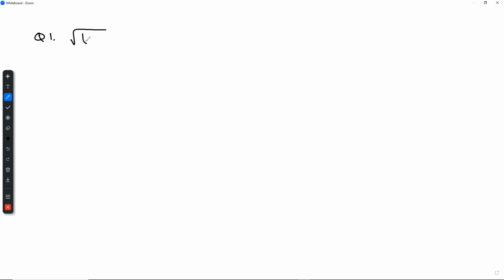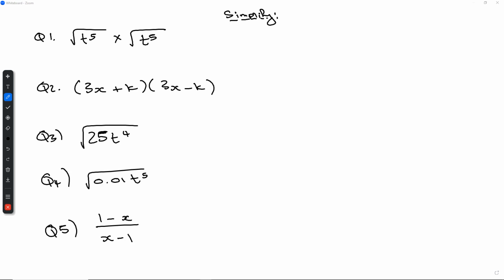The square root of t to the power 5 times the square root of t to the power 5. I'm going to fill up the page with this. Let's have a look at these questions over here now.